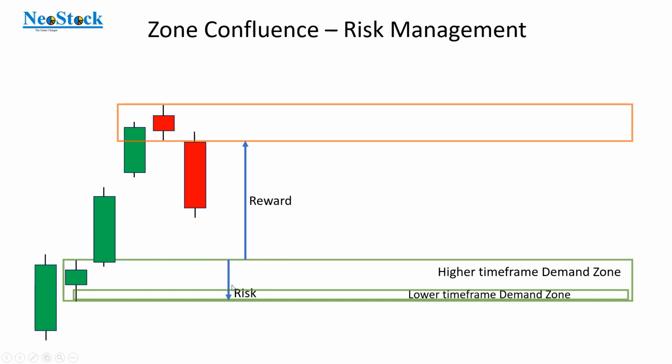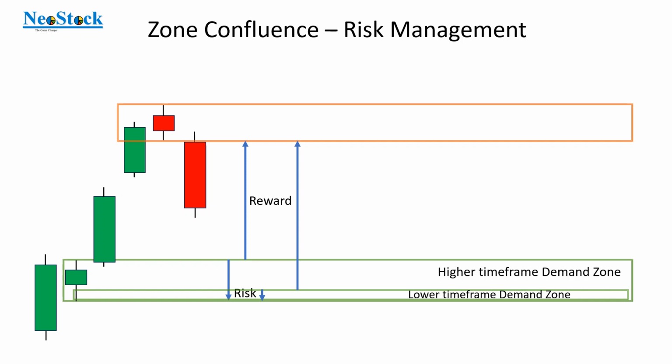What are you trying to do? You are trying to take your entry at the lower time frame demand zone, maybe type 1 proximal entry or type 2 proximal entry. This is the way you plan. And what is the advantage we get now? Now the risk is minimized. See, the risk is very small. Now the reward is improved a lot.